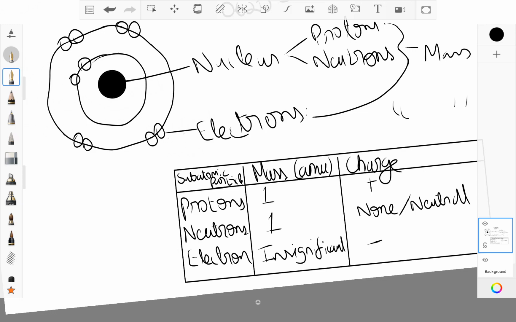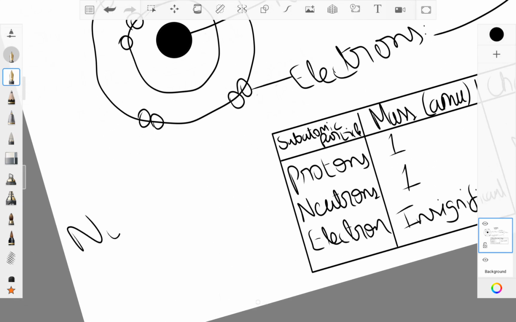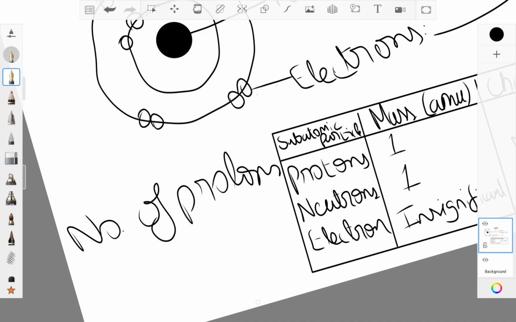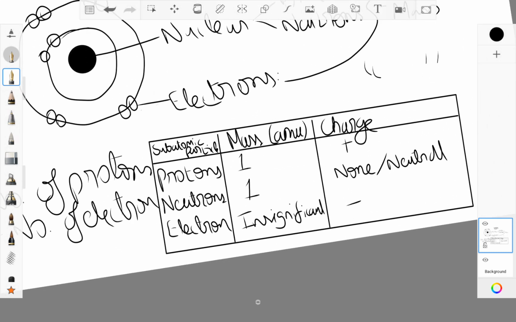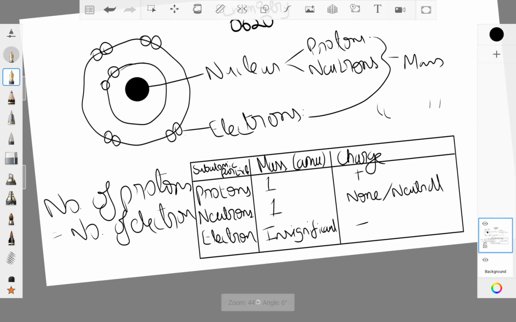Another thing is that the number of protons in an atom, let's just write that down, number of protons is equal to the number of electrons. So if there's one proton, there'll be one electron, and protons have a plus 1 charge, I guess, and electrons have a minus 1 charge. So the net charge of an atom is always neutral. So atoms don't really have a charge because of this relationship that I just showed.